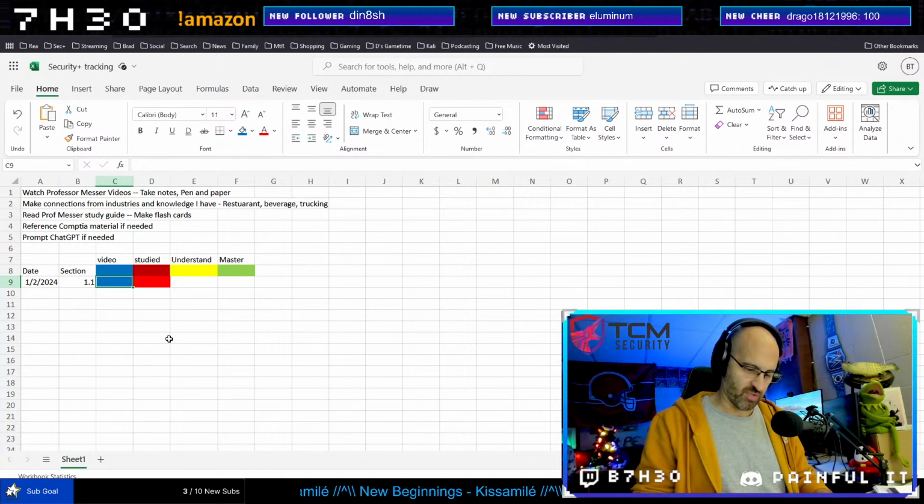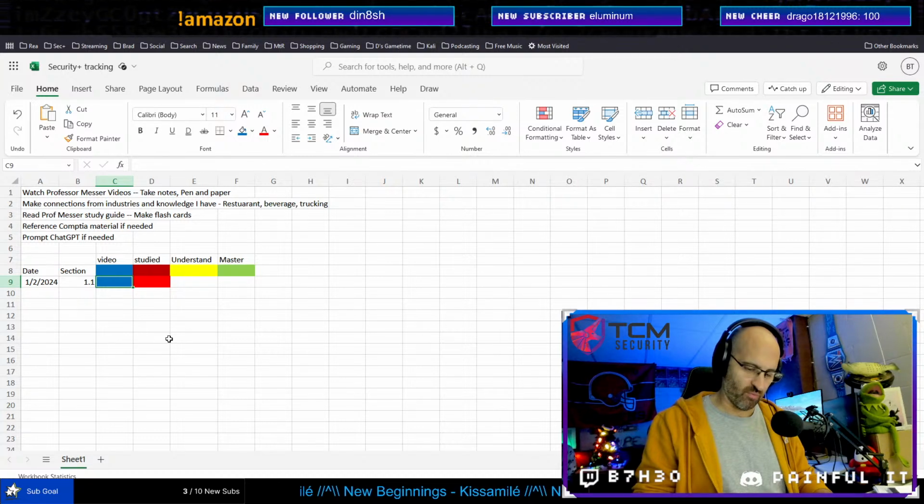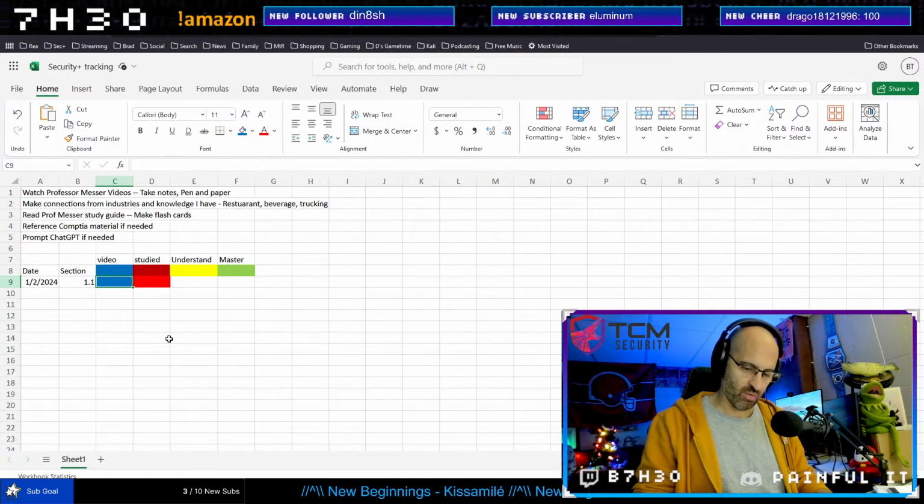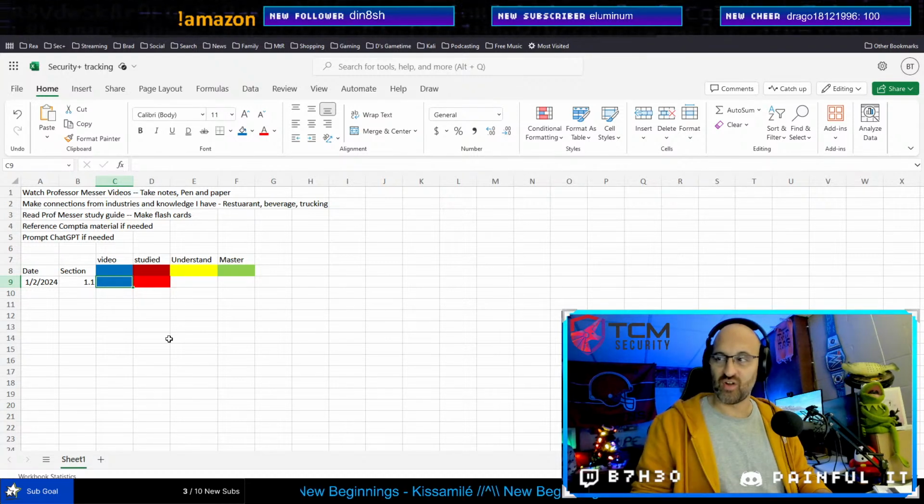Of control types, describe detective. Give an example of one for each control category: technical, managerial, operational, physical. You should see when I shave it off completely.